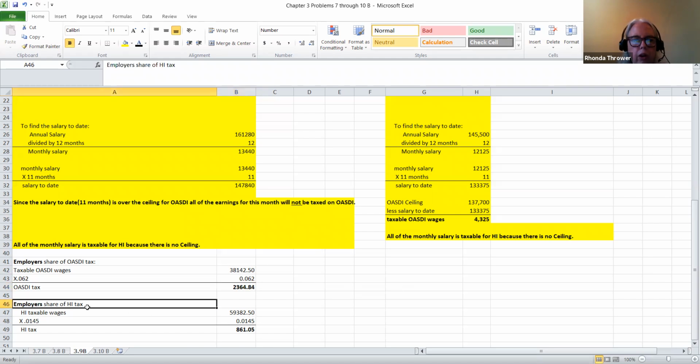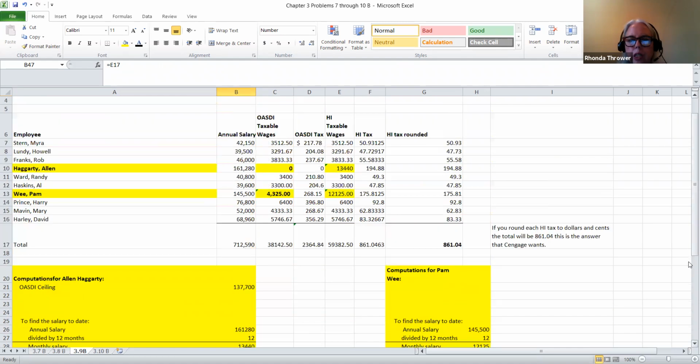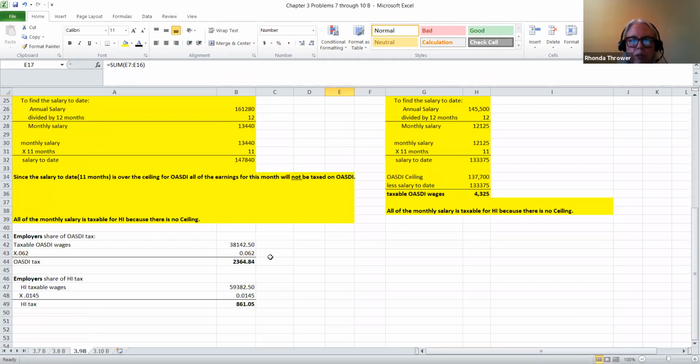For the employer's share of HI tax, you've got to figure out what the HI taxable wages are. And notice the taxable wages for HI are $59,382.50. So we're going to take that amount and multiply it by 0.0145, which is 1.45%, and that will give you the HI tax that the employer has to match of what was taken out of the employees' paychecks.